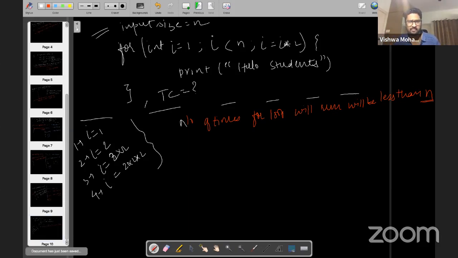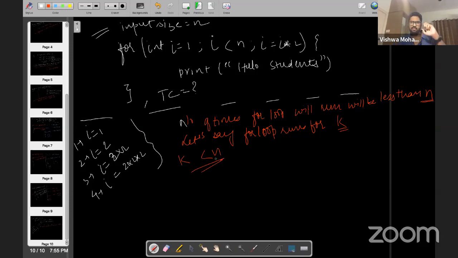So let's say the for loop runs for k times. One thing I'm very sure of is that k will be less than n. k is the number of times the for loop is running, and k will be less than n because every time i is getting doubled. If i was incremented by 1 every time, it would be equal to n. But here the situation is different. i is getting multiplied by 2 every time, so the value of k will be less than n.